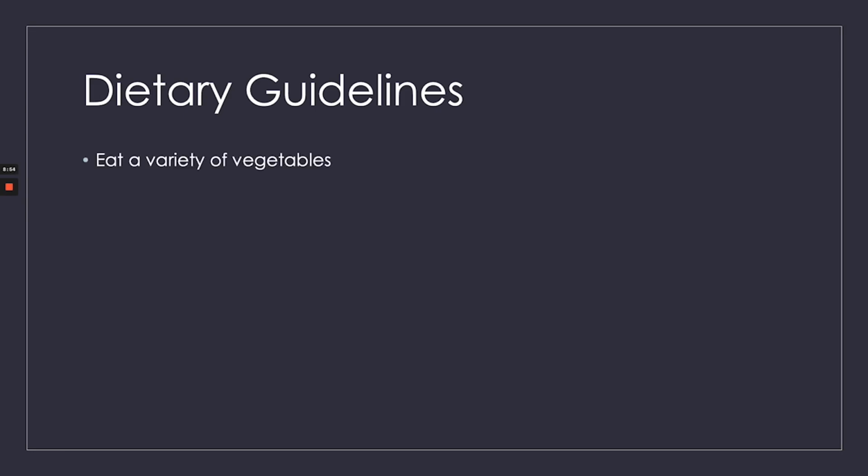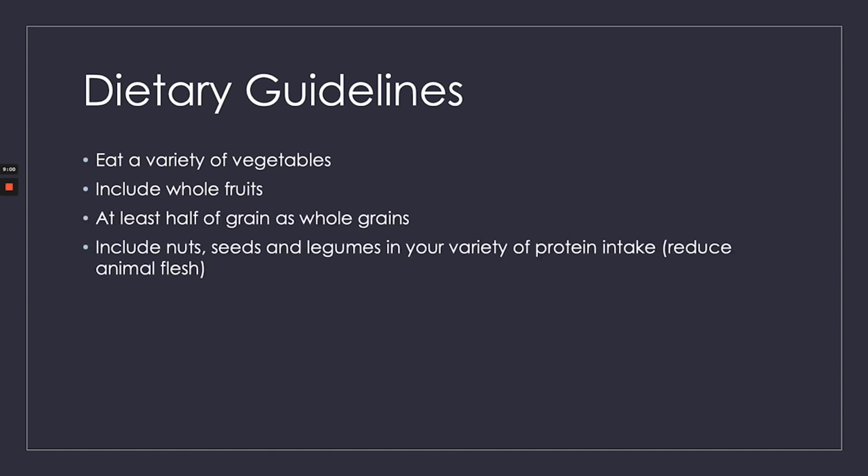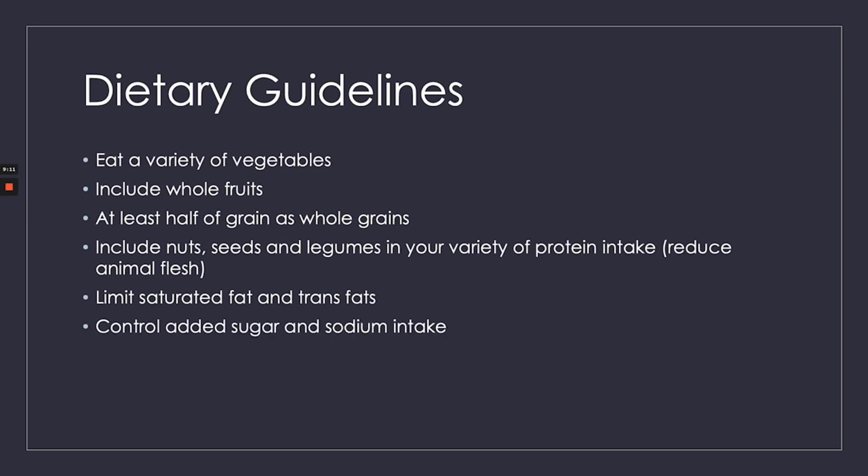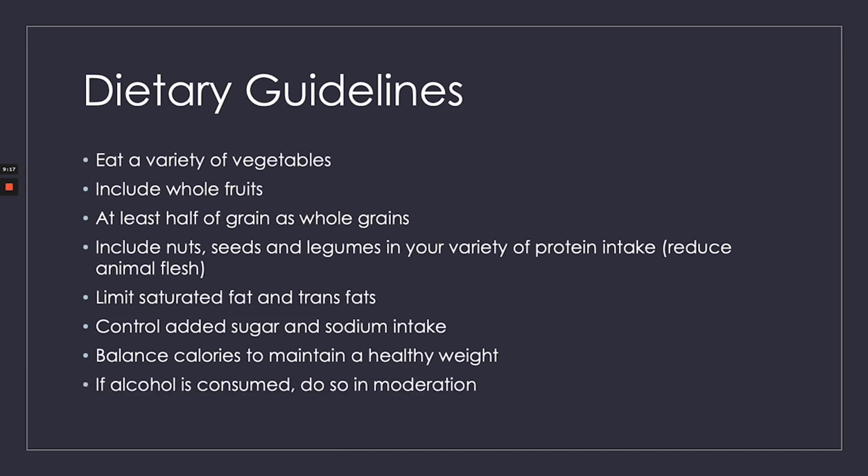The following is a summation of eating style suggestions. So first, eat a variety of vegetables, include whole fruits, at least half of grain. Half of your grain intake should be whole grains. You need to include nuts, seeds, and legumes in your variety of protein intake and reduce animal flesh. Limit your saturated fats and trans fats. Control added sugar and sodium intake, and then balance calories to maintain a healthy weight. And finally, although I hope you don't do this, but if alcohol is consumed, do so in moderation.